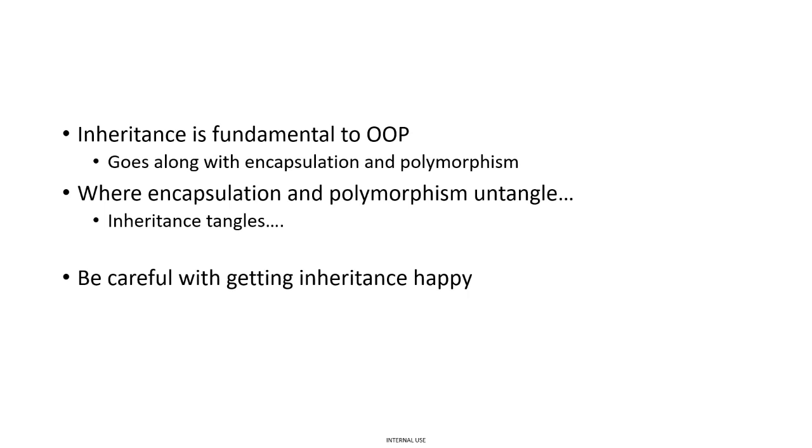Overriding, so you override the toString method, and you can then make it return something different. Overloading is where you have a method with different arguments or different types of arguments. So those are ways to achieve polymorphism. But inheritance is a fundamental concept to OOP, where encapsulation and polymorphism untangle code. Inheritance tangles code.